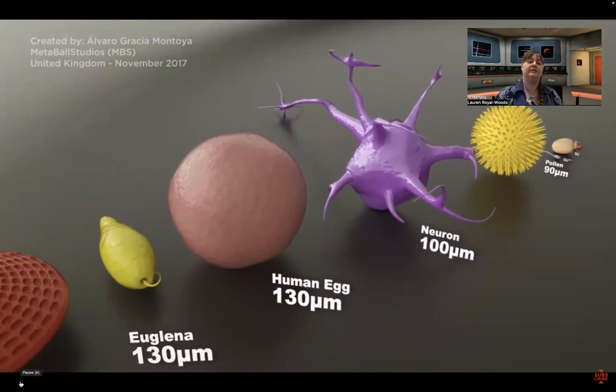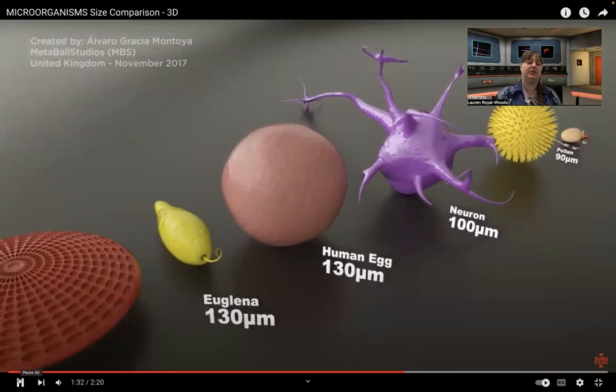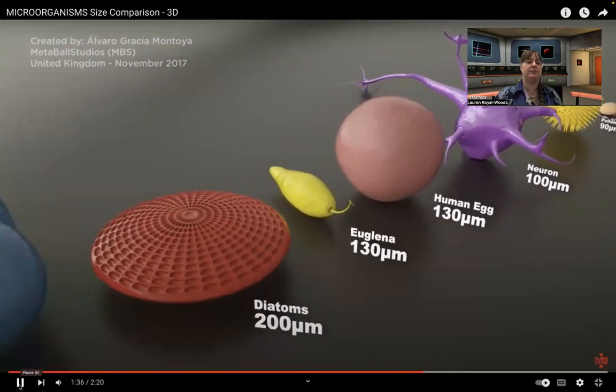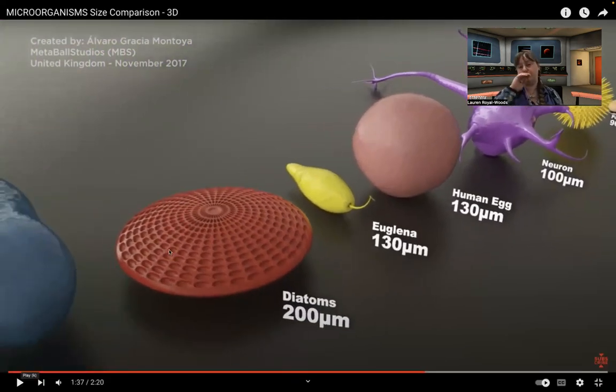Here's a euglena. They're adorable. They're fun to chase around in pond water, which we have lots of out there. Diatoms are beautiful. I know I'm supposed to be talking about viruses right now, but Google diatoms if you want really pretty things.